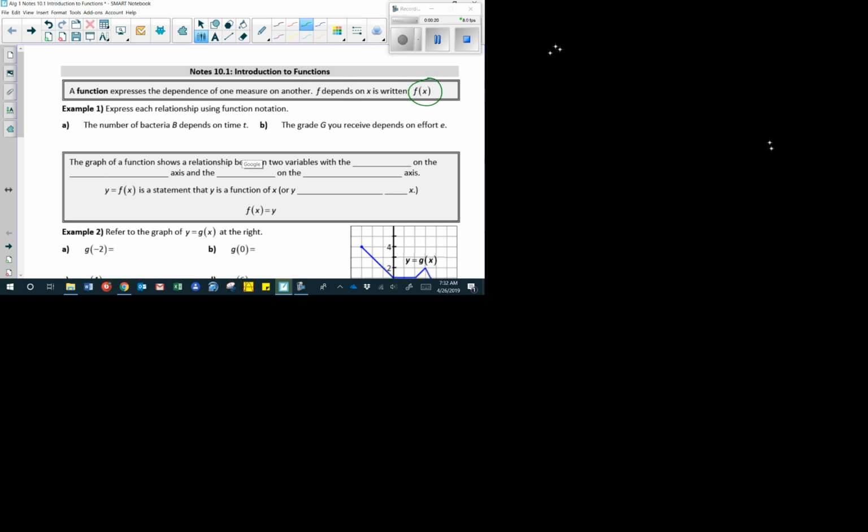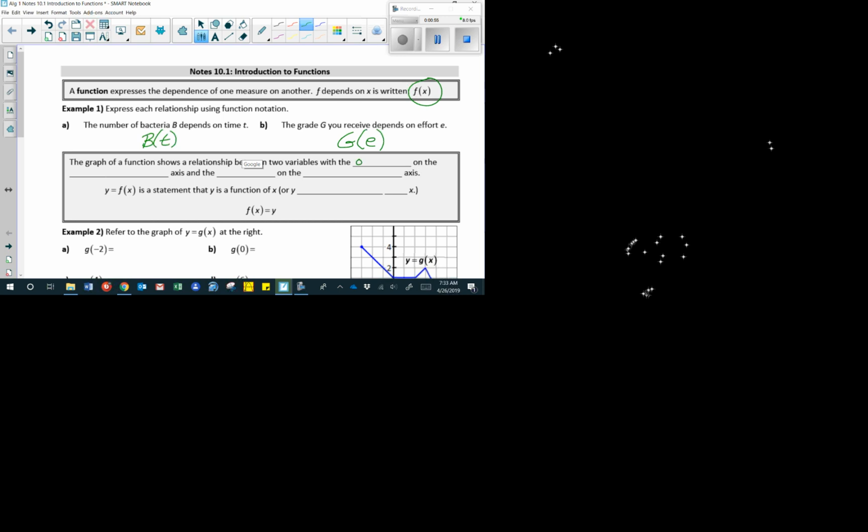So in example 1, if we want to write in function notation that the number of bacteria depends on time, then we'll write that function as b of t because bacteria depends upon time. If the grade that I receive depends upon effort, we'll write that function as g of e because grade depends upon effort.